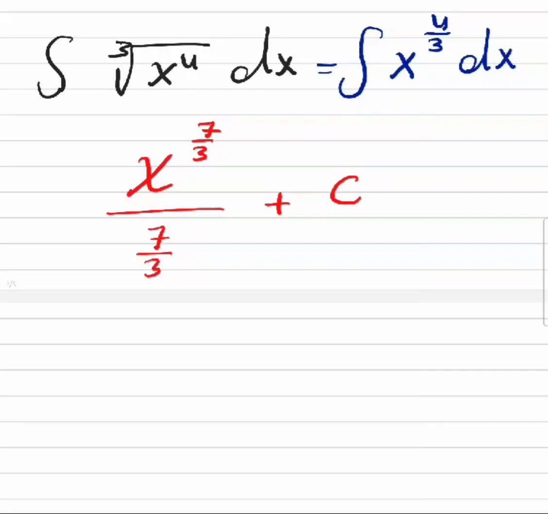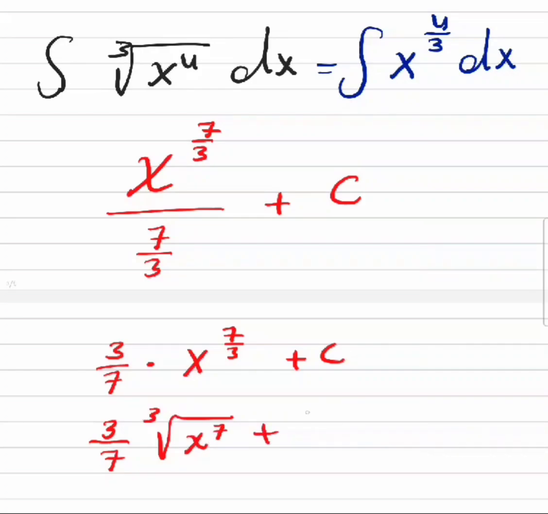So once we add 1 to the exponent, it's just going to be x to the 7/3. Instead of dividing it by 7/3, let's multiply it by 3/7. And then add the plus c constant. So the final answer is 3/7 cube root x to the 7th power plus c.